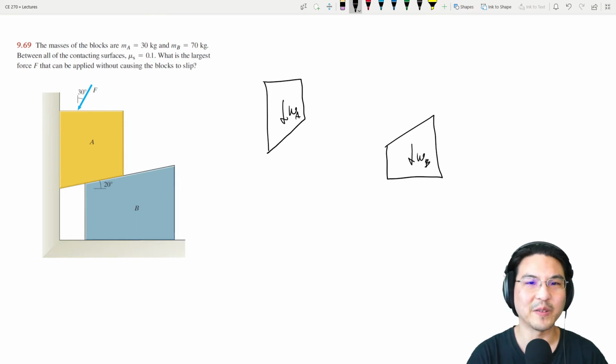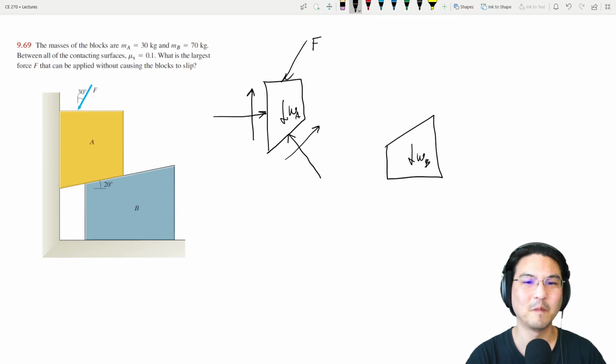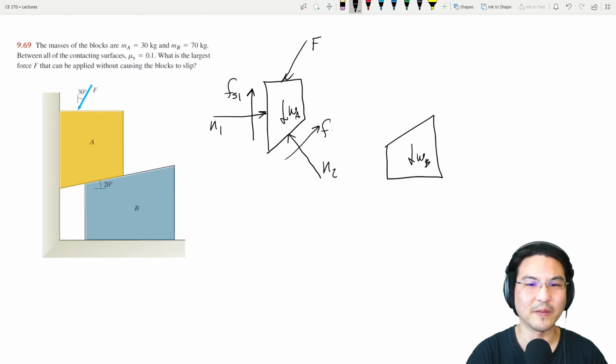For block A, there's a force here. And then if it's going to move impending downwards, there's going to be friction opposing the motion this way and this way, right? Friction. And then there's normal force from the wall, normal force from block B. I'll just label these. And then this is static friction. Static friction.